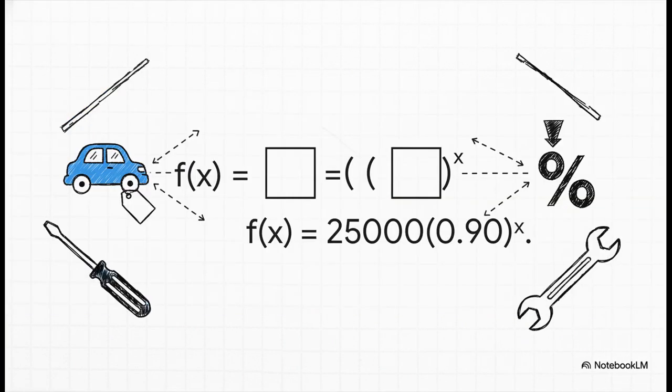And now we just put the pieces together. We have A equals 25,000 and B equals 0.90. So our final function that models the car's value is f of x equals 25,000 times 0.90 to the power of x. With this formula, we can figure out the car's value any year we want.